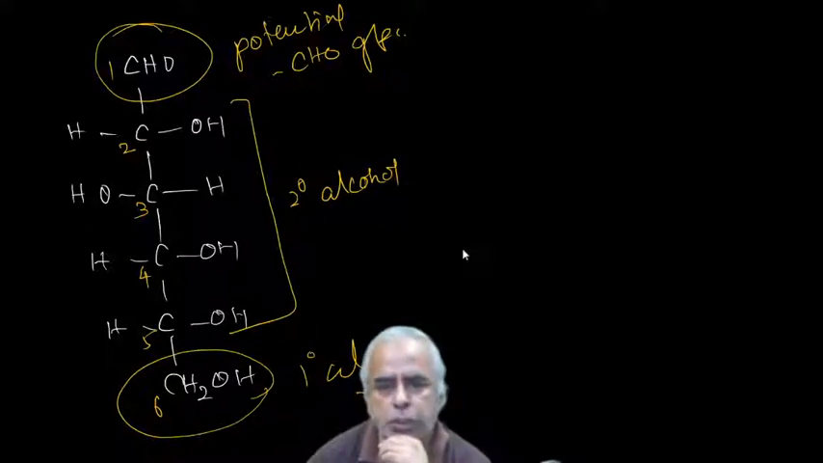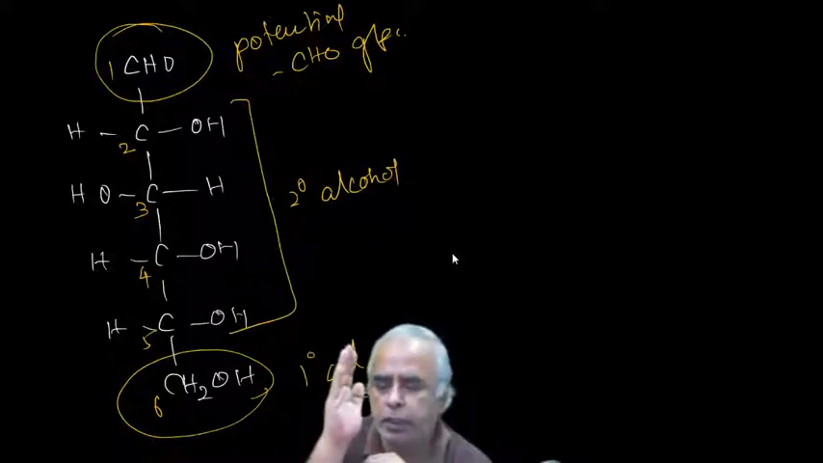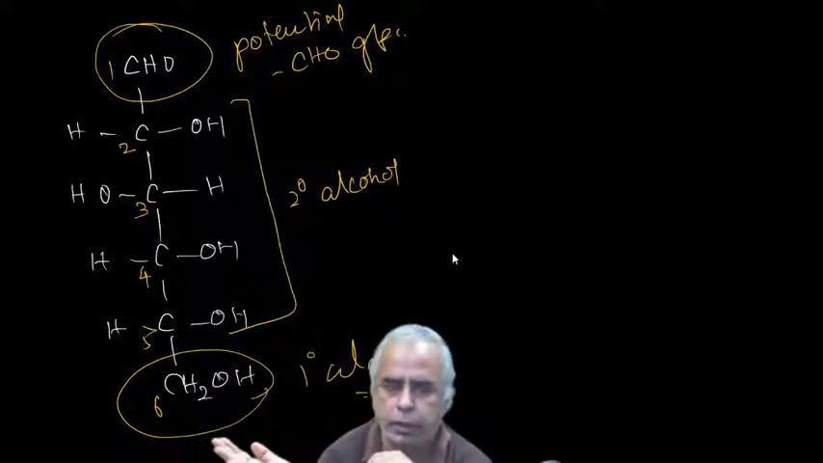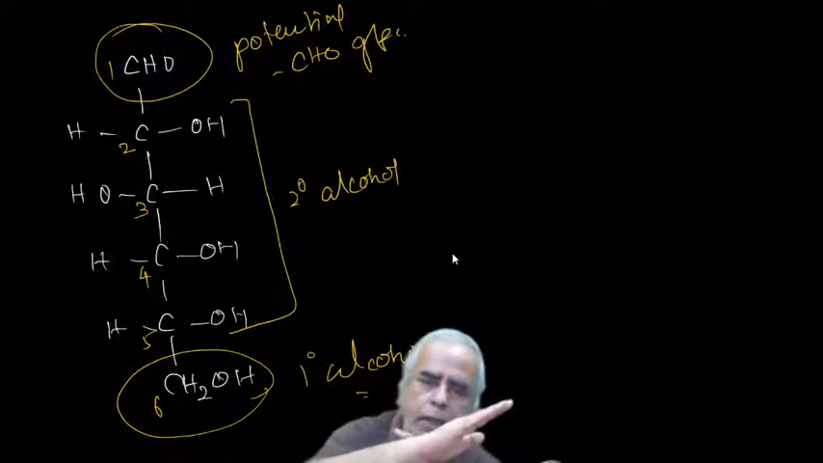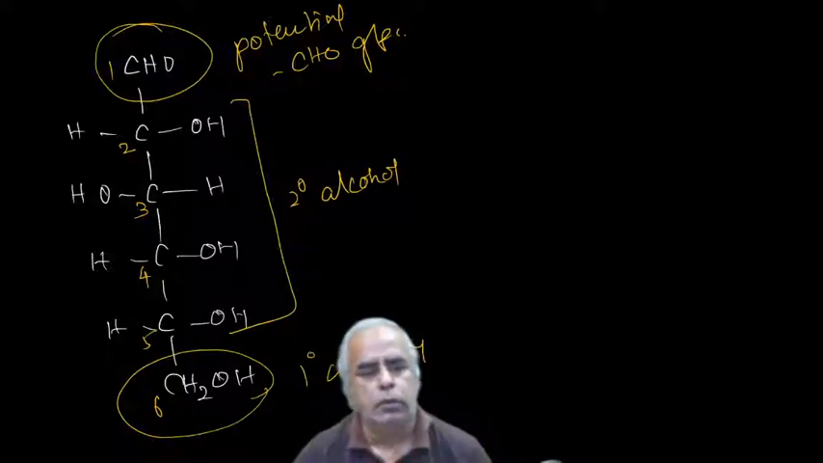Dextro means towards right, levo means towards left. So when the plane polarized light is rotated in a clockwise manner, then it is called dextro-rotatory. When it is anti-clockwise, that is counter-clockwise, then it is called levo-rotatory. That's all. Okay? Right.